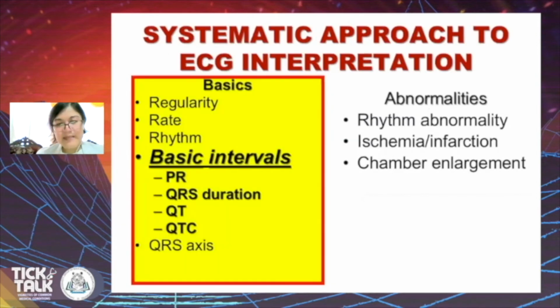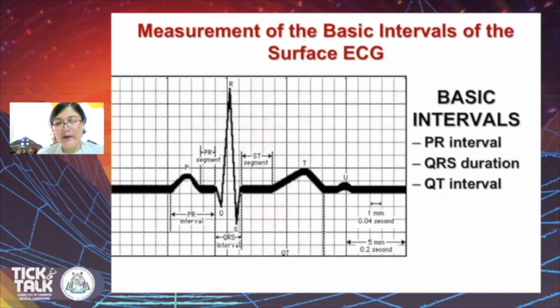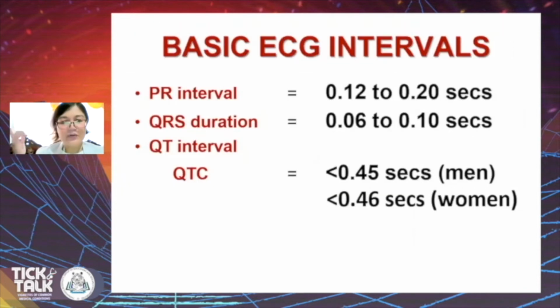So this has been discussed a while ago. Our PR interval, QRS duration, and QT intervals basically are measures of how quickly electrical impulse conduction occurs throughout the conduction system. So as a review, your PR interval should only be 0.12 to 0.20 seconds. Your QRS duration, which is your actual ventricular depolarization or contraction of your ventricle, should be 0.06 to 0.10 seconds only.